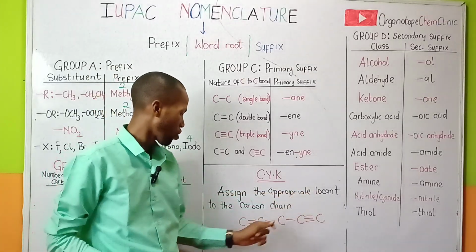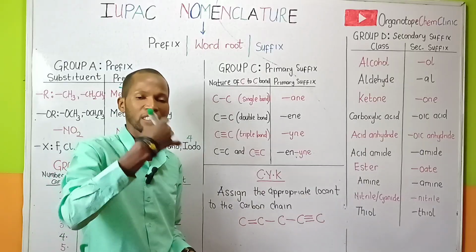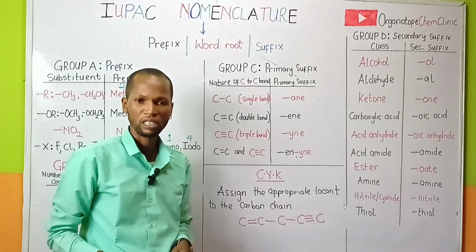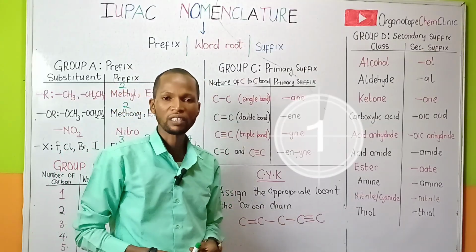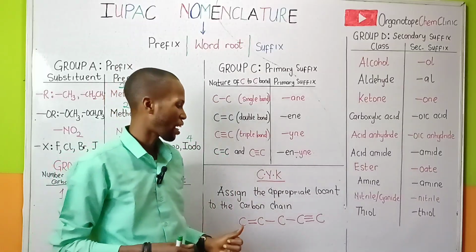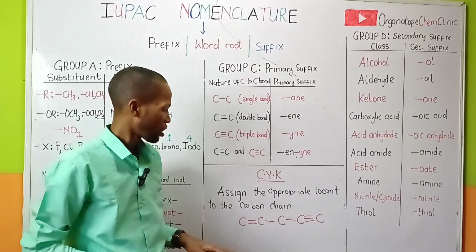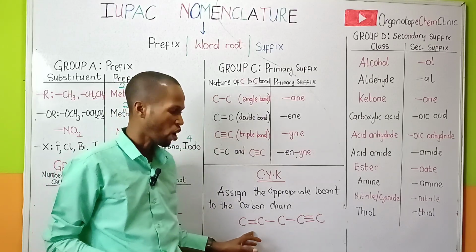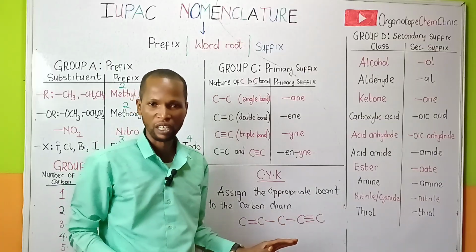Now let's consider the question right here. Assign the appropriate locant to the carbon chain. We are to assign the appropriate number to the carbon atoms in this chain. So I would like you to pause the video while you answer this question. Moving on, the first thing we need to understand is that in this carbon chain, we have two functional groups. Now, what are those functional groups? I have the carbon-to-carbon double bond as well as what? Carbon-to-carbon triple bond in this carbon chain.